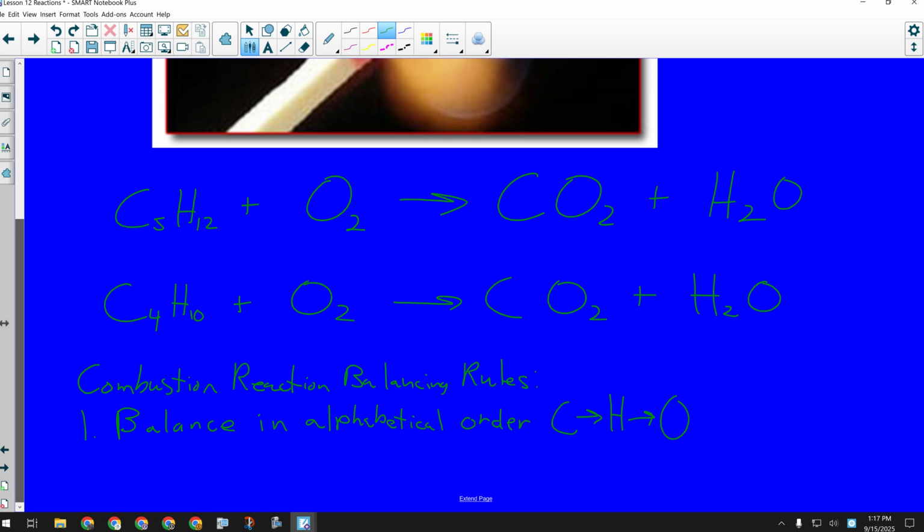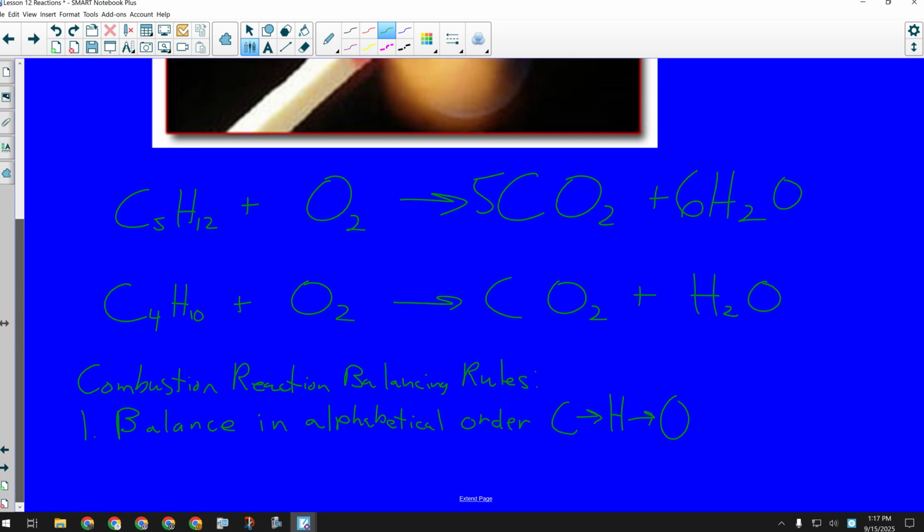Right? So if I'm starting alphabetically and I'm doing the top one here, how many carbon do I have? 5. Okay. How many do I have here? 1. Okay, so what needs to go in front of this? A 5. It's 5 times 1 is 5. All right, carbons are balanced. How many hydrogen here? 12. Okay, how many here? 2. So what needs to go in front of water? 6. Okay, hydrogens are balanced.